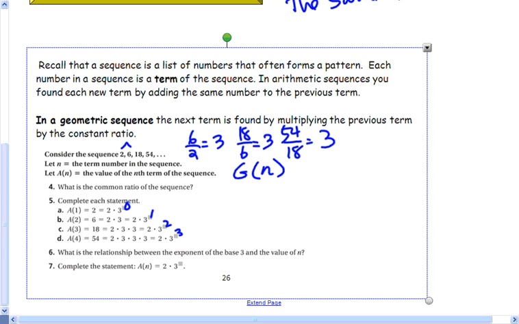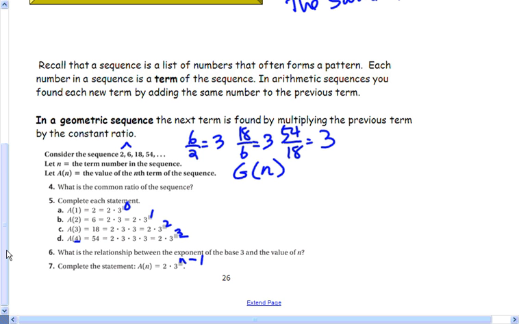And then here it says, what is the relationship between the exponent of the base 3 and the value of n? And the exponent is always 1 less than n. So we could write n minus 1 as our rule for the sequence. I'd like to offer that instead of thinking of the first term at 0, what if we went back 1 and said, all right, so a sub 0 is equal to what? And that way, we'll see in a second.